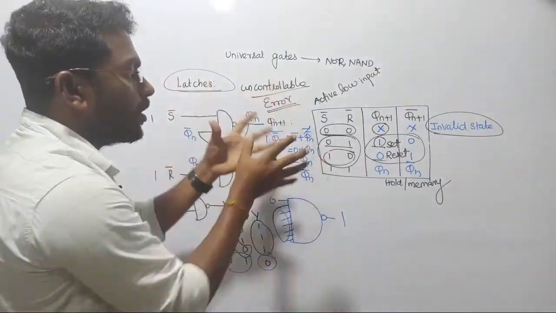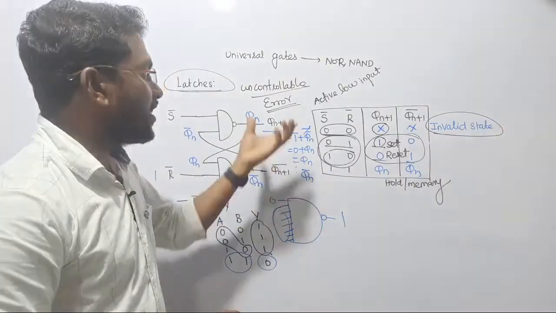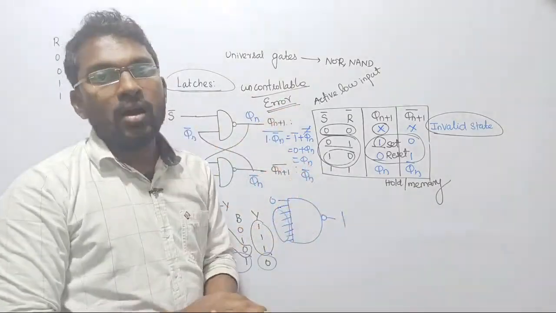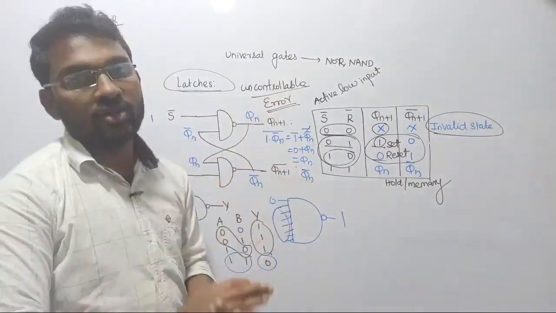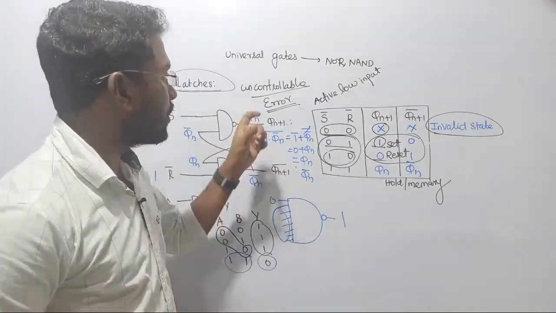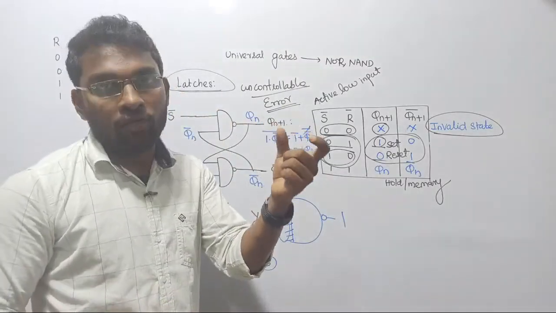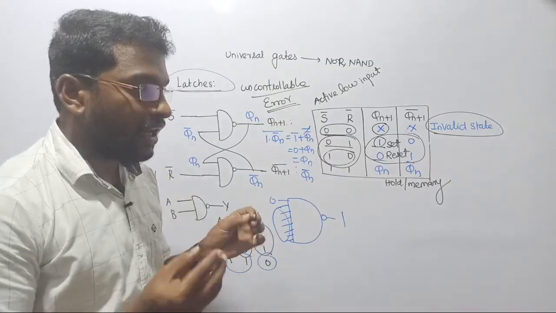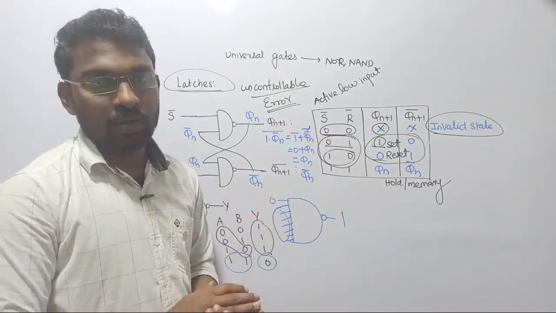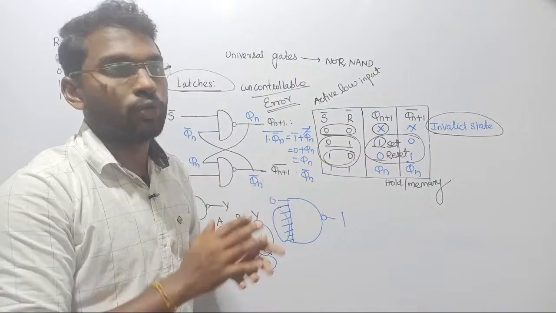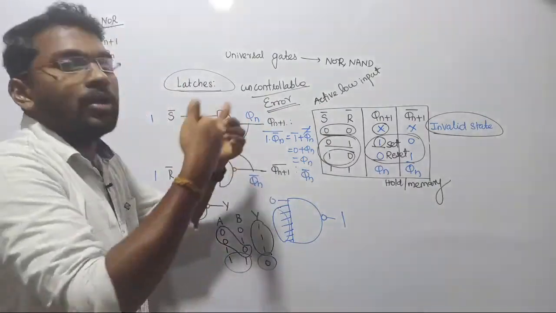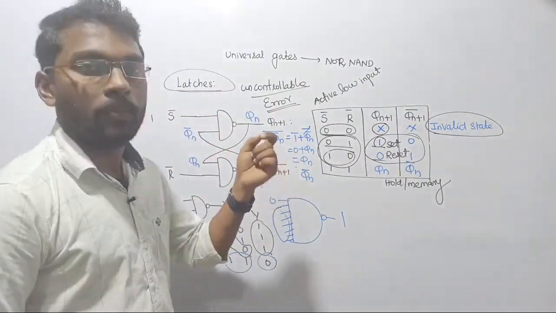There is no person to control that malfunctioning, or no person to detect the error, or no person to improve the accuracy of the system. So the problem with latches is, if there is any malfunctioning in the input coding, automatically the output of the system will be changed. So in order to overcome the error issue in case of latches, we are immediately moving on to the next type of circuit, that is called flip-flop, right?